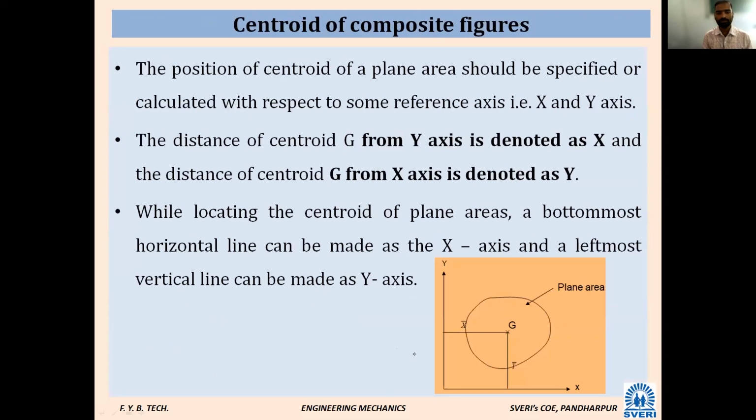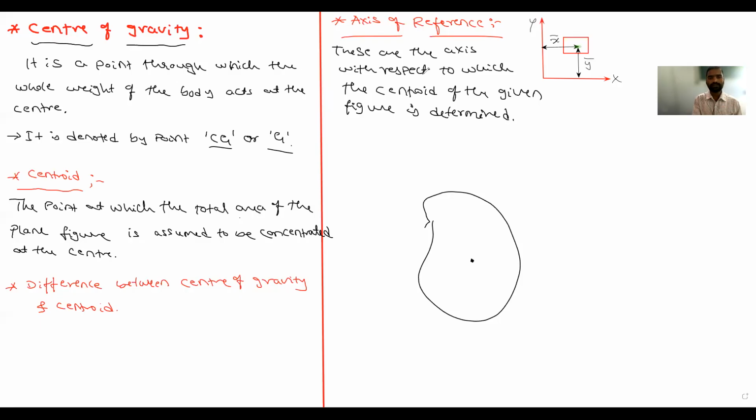Next, we have taken what is reference axis, what is the symmetrical axis and what is the centroidal axis. Just now I have written. Axis of reference: whenever a plane figure is given, we have to determine its centroid. The axes with respect to which you are calculating, those axes, x-axis and y-axis, are called axis of reference.